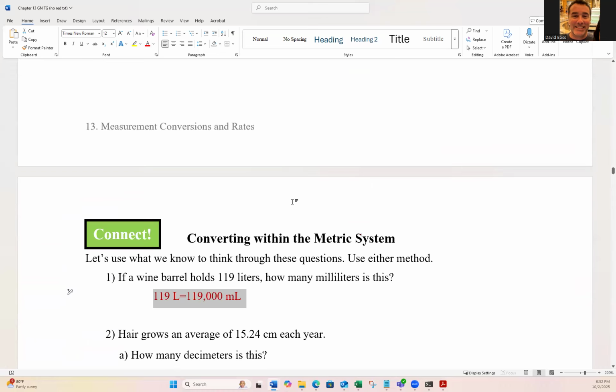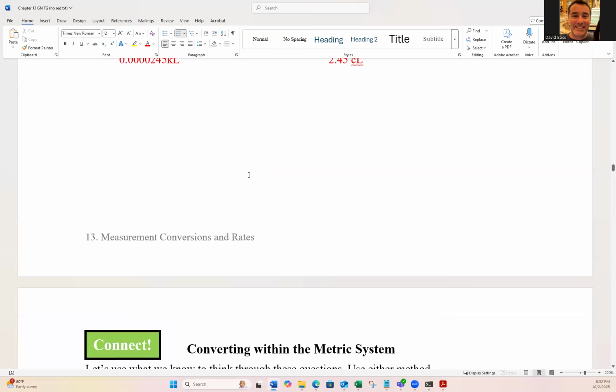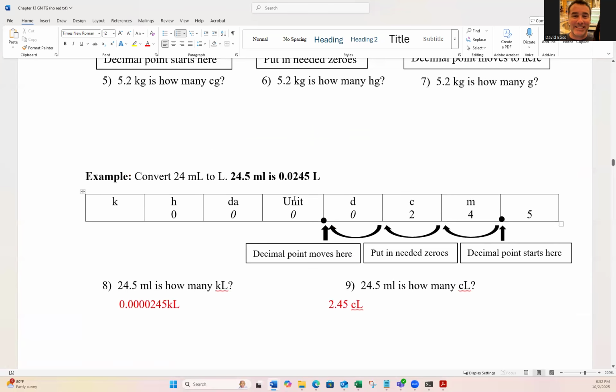So you have to imagine the decimal is there. So this is really 119.000 liters. You need to move it 1, 2, 3 times to 119,000. And this chart is helpful right here. Actually, this helps a lot to make sure you're going the right way.